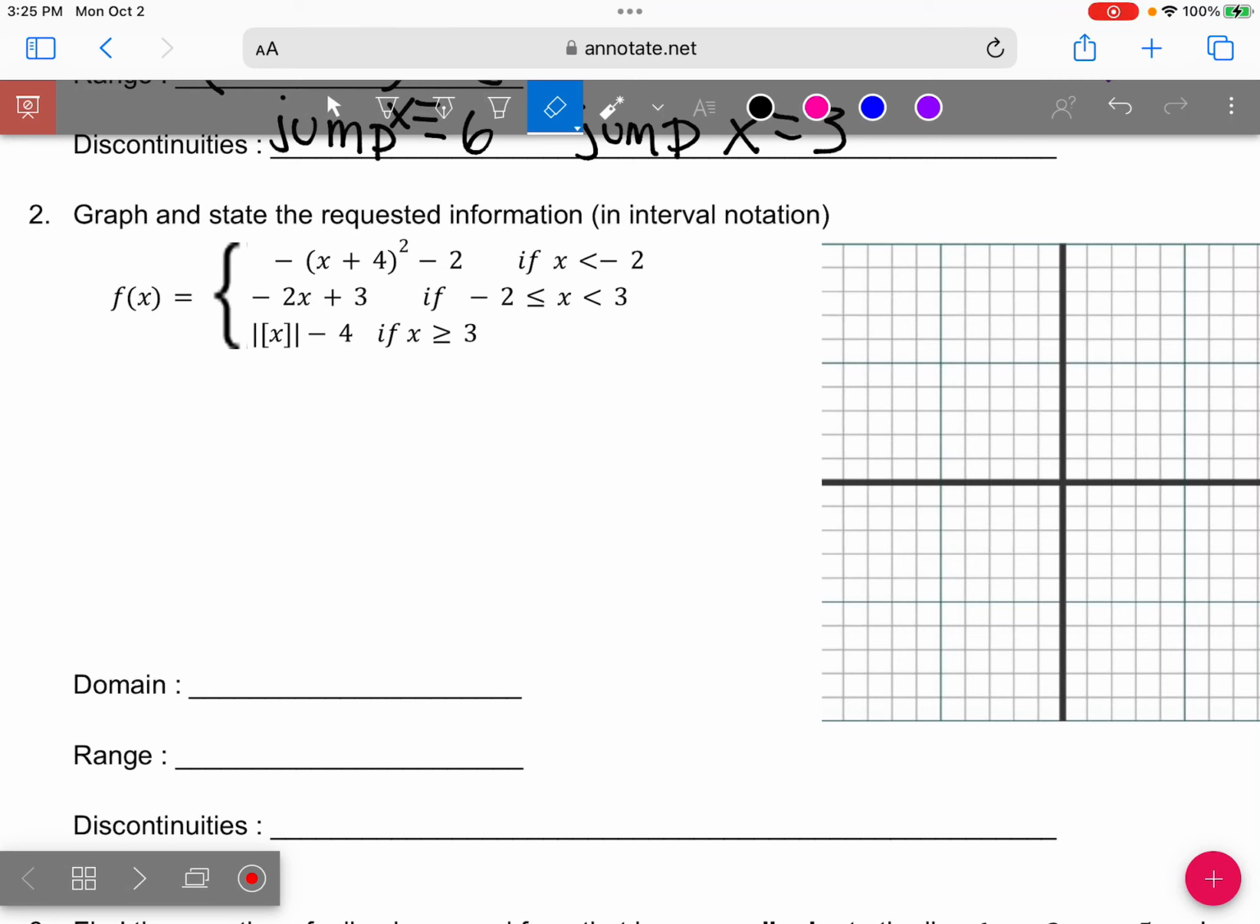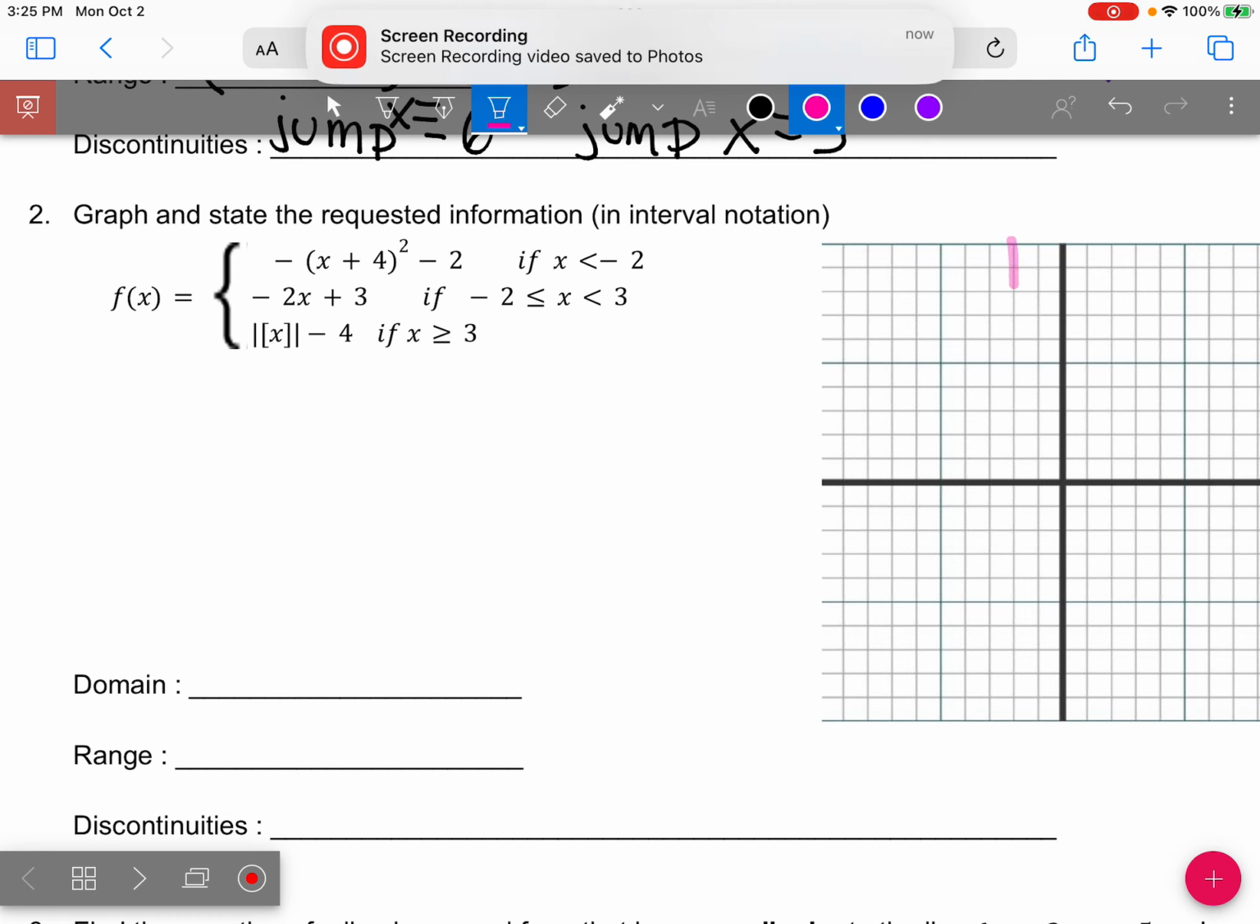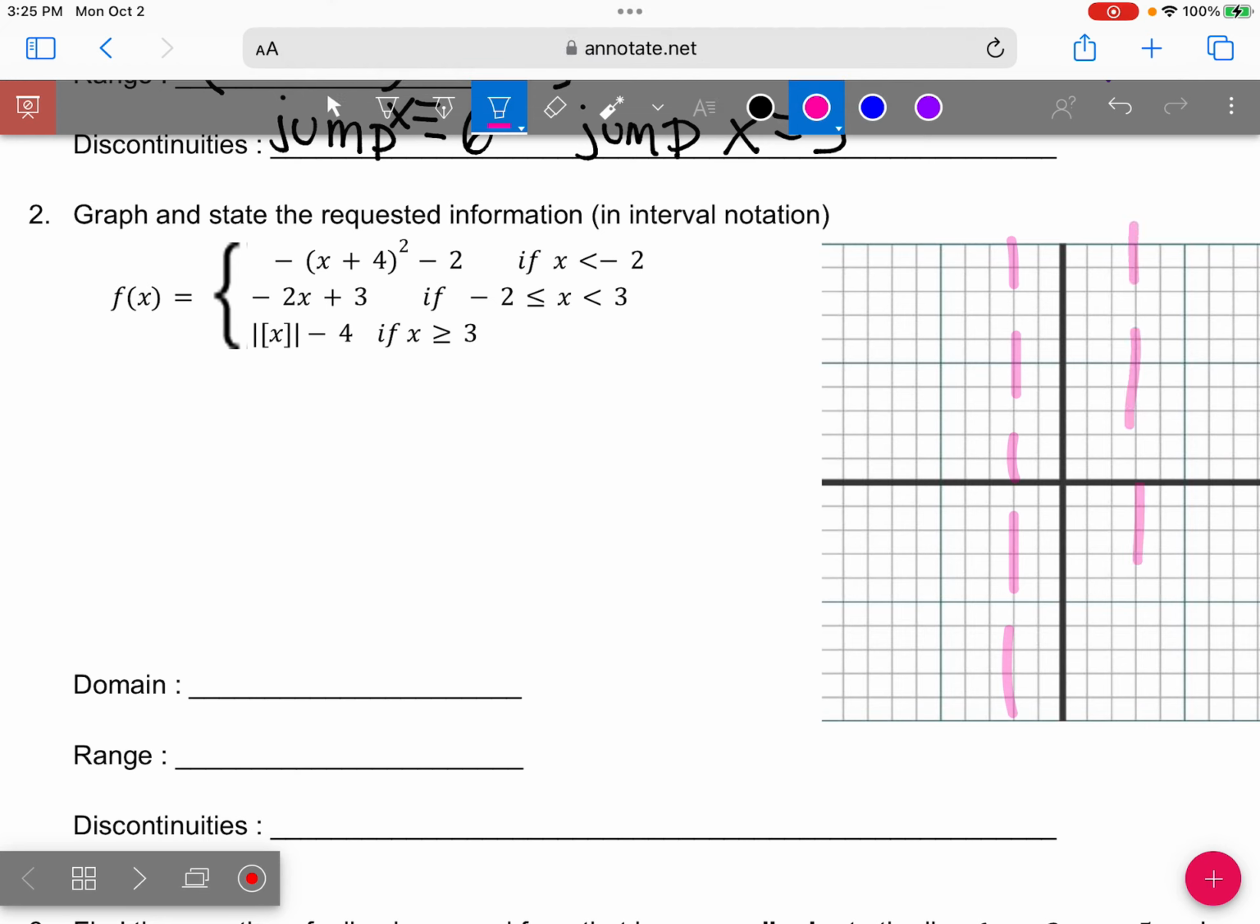For question number 2, we're going to continue in the same way. We're going to go ahead and start with drawing our barriers. Here we have our -2 and at +3. And we're going to look to do our transformations.